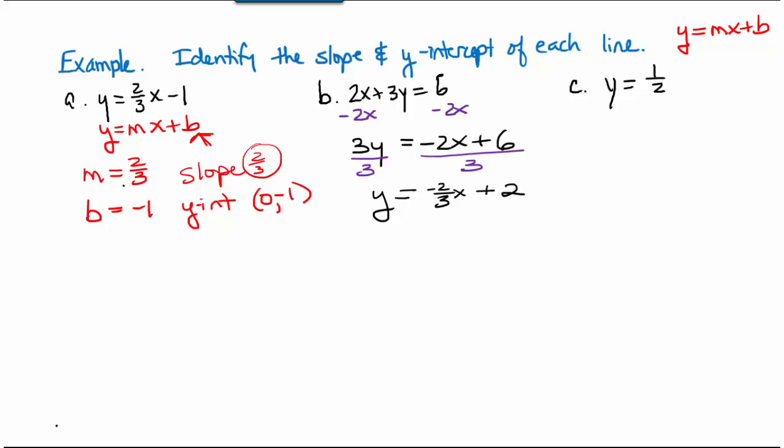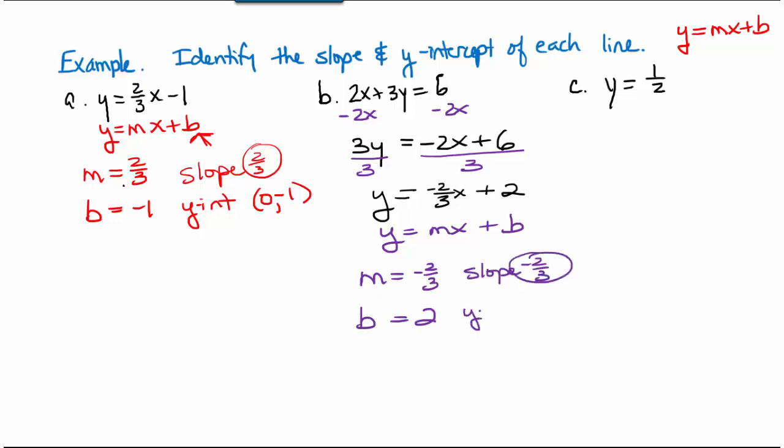So now we have our y equals mx plus b form, our slope-intercept form, where the m matches up with -2/3 and the b matches up with a +2. So our slope is -2/3 and our y-intercept, which always has an x-coordinate of 0, is going to be the point 0, 2.